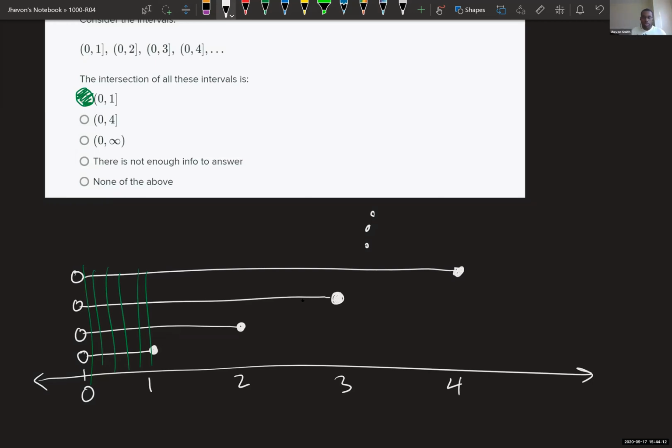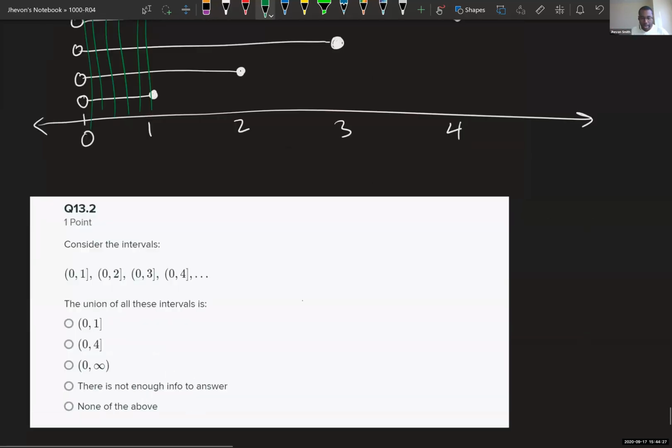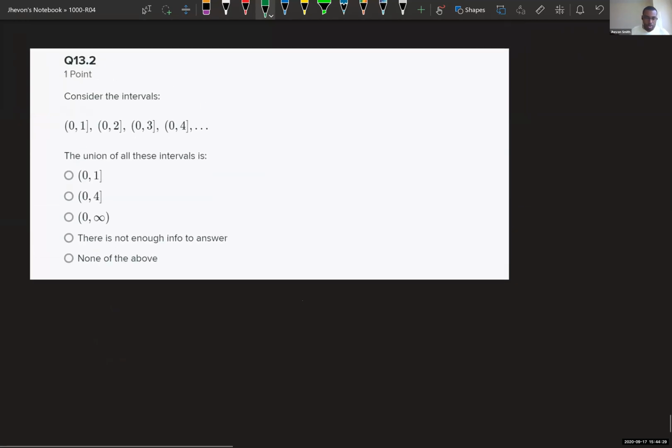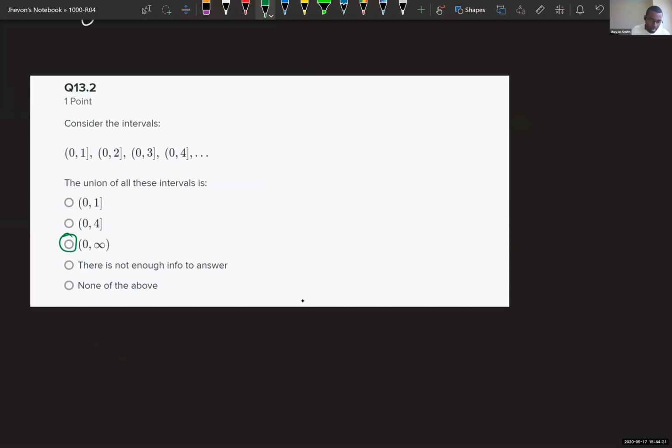Right, so what is the union? 0 to infinity. 0 to infinity, right? Because it's going to keep going. It's going to go all the way up to 5, then all the way up to 6, then all the way up to 7, then all the way up to 8. And it just keeps going. It's like I'm counting all the numbers with the sets. It's going to go off to infinity.